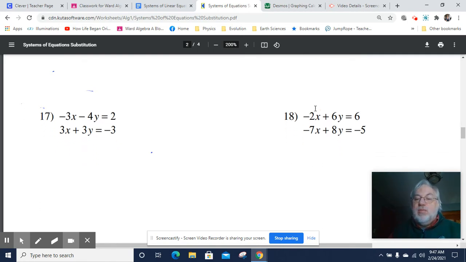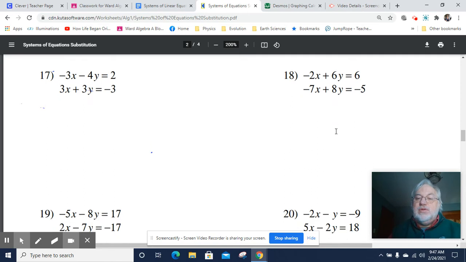This one will take a little more effort here. Number 18. We'll do number 18 now. Now, number 18, you will notice that nowhere is a variable already isolated for you. So you really just need to figure out which variable will be easiest to isolate. I think that this x and the negative 2x is going to be the easiest to isolate because it will end up giving me an expression that has no fractions. So I'm going to start by doing that.